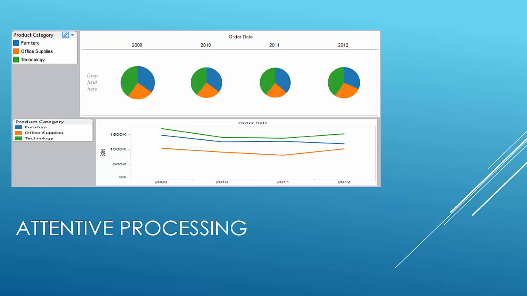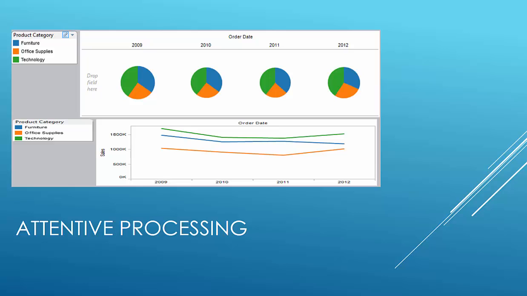So let's look at the same thing, attentive and non-attentive, in graphs. For example, let's say we have the same thing we talked about earlier, where we had the subcategories. Let's roll up one level and say we have a category which is furniture, office supplies, and technology. Our mind is pretty bad at perceiving angles. So if you look at the first pie graph right there, you would not be able to tell which of the three categories is growing in business.